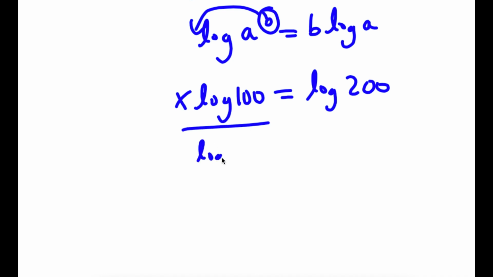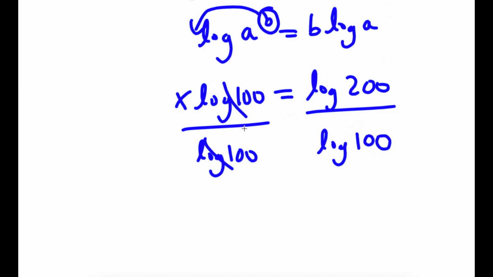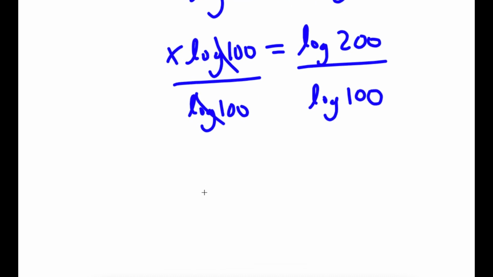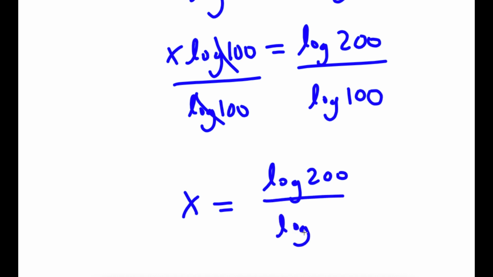Now, I'm going to divide both sides by log 100. So then these two cancel out. And now I have x is equal to log 200 over log 100.